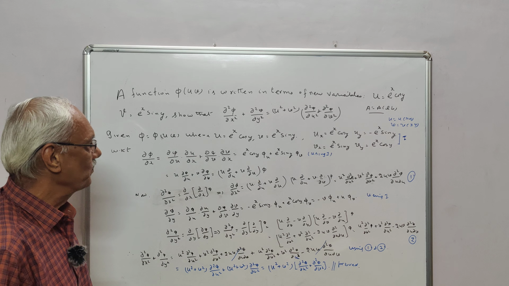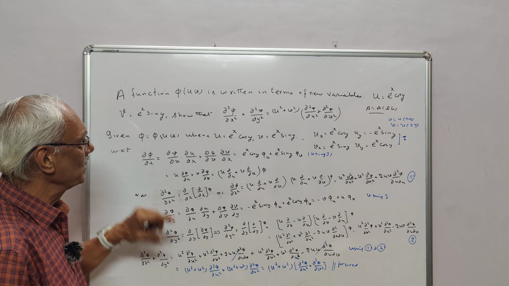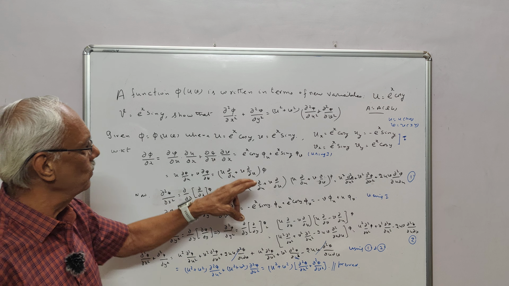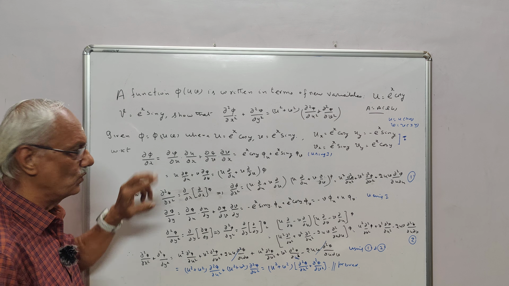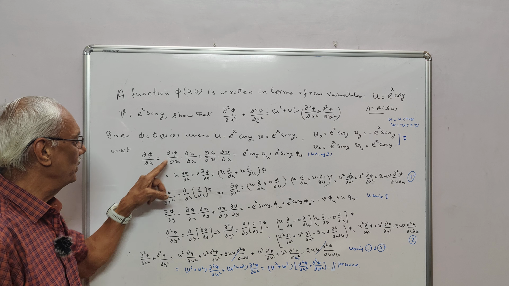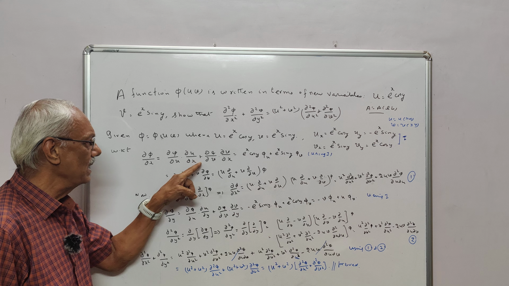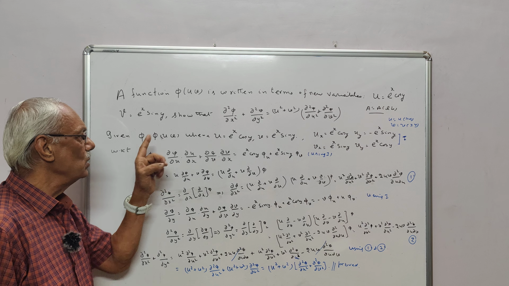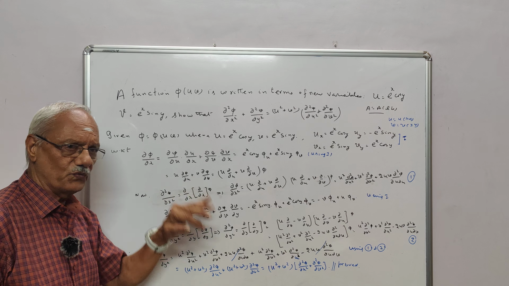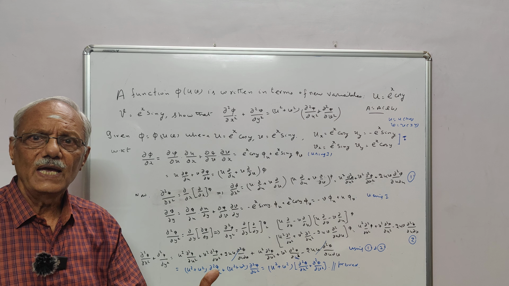Now let me explain step by step. I have given you here dou phi by dou x. Since phi is a function of two variables, dou phi by dou x is equal to dou phi by dou u into dou u by dou x plus dou phi by dou v into dou v by dou x, because phi is a function of u and v, and u and v are again functions of x and y.